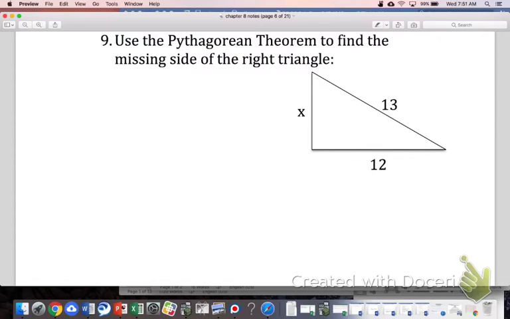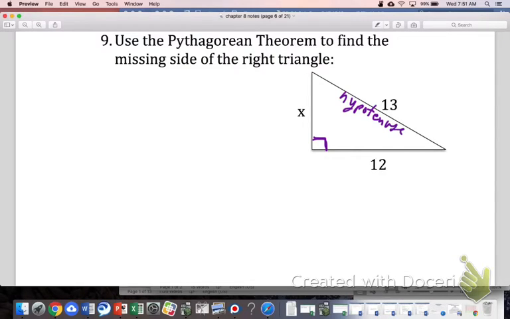So let's review some parts of the triangle. Does anybody know what the longest side of a right triangle is always called? Hypotenuse. And so the hypotenuse is always directly across from the right angle. So this side over here is the hypotenuse, like so. And like I said, that's always going to be the longest side. It's always going to be the side across from the right angle. And the other two sides are shorter than the hypotenuse.